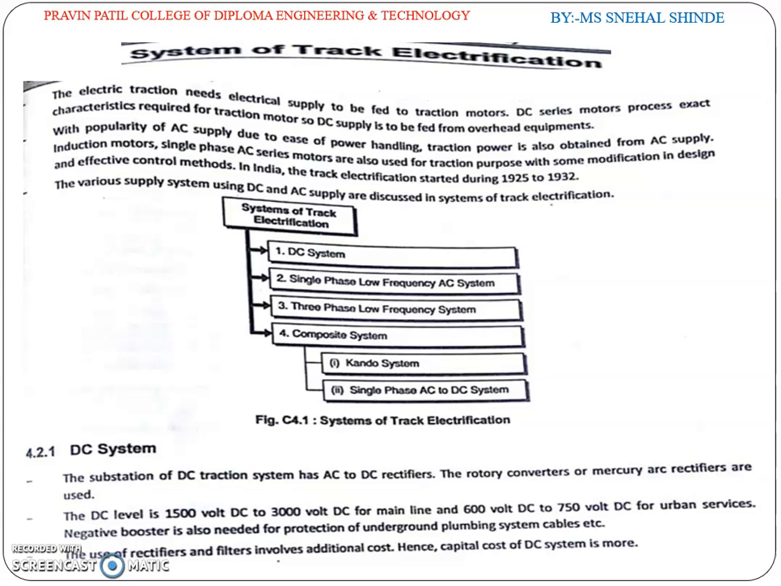Next is the single phase AC to DC system. This uses 25 kilovolt industrial frequency AC supply collected from overhead equipment and stepped down by a transformer in the locomotive. This supply is then converted into DC supply and used for traction purpose.